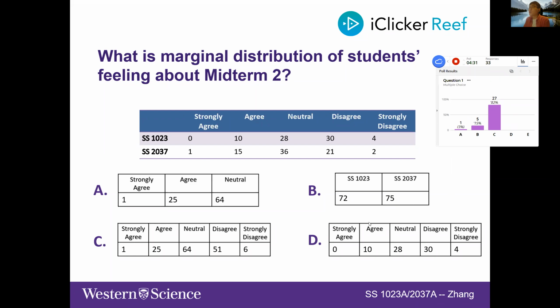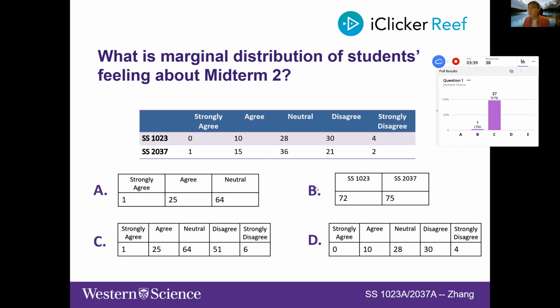Okay, let's go over those answers one by one. The question is about the marginal distribution of the students' feeling. So we are looking at this variable, right? When computing the marginal distribution, we should collapse our table according to this variable. So the first one is 0 plus 1, which is 1, and the second one is 10 plus 15, which is 25. If you compute them all, you will finally realize that C is the correct answer.